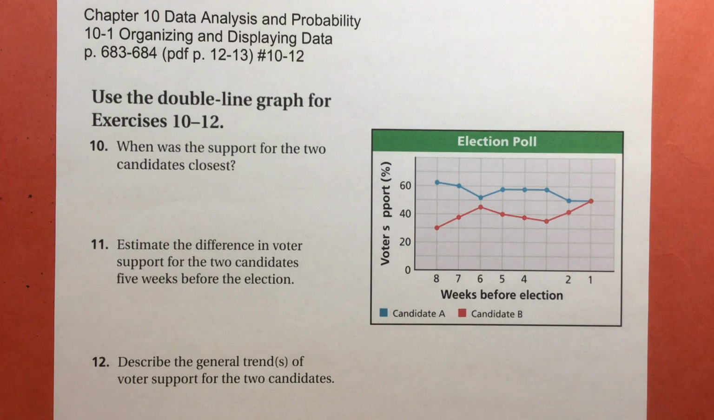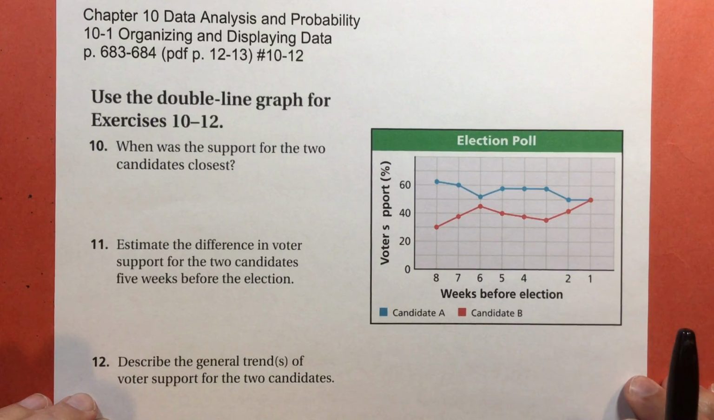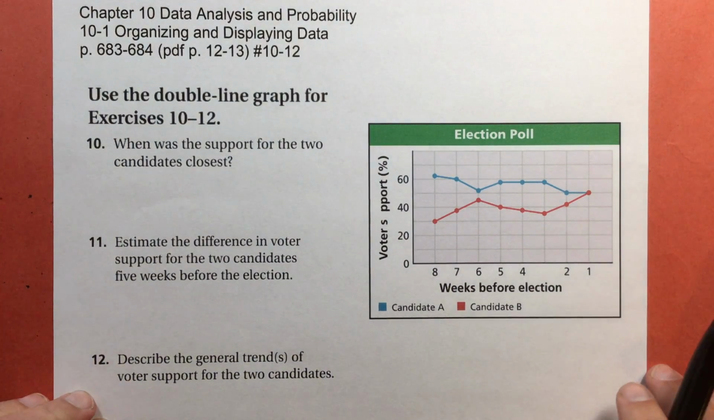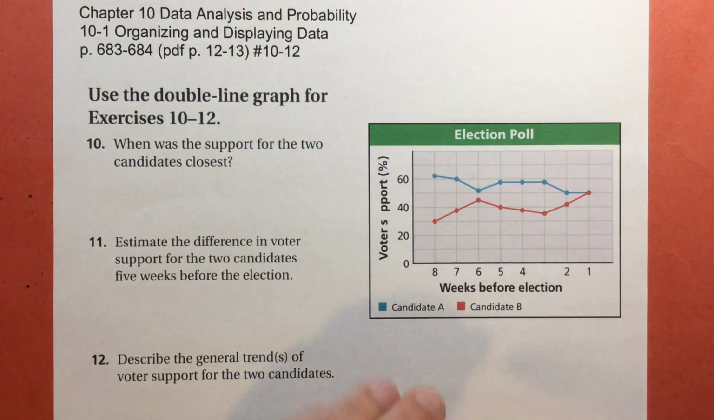In the last video, we had a line graph. Now we're looking at a double line graph. So what is this data actually going to be showing? We're looking over time at two candidates, and what the polls are saying about the support for the two candidates.